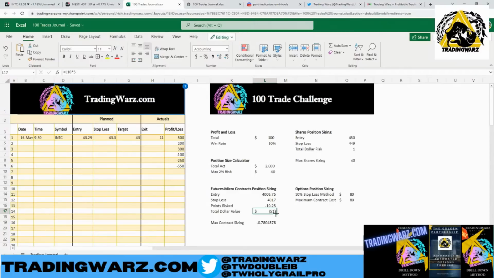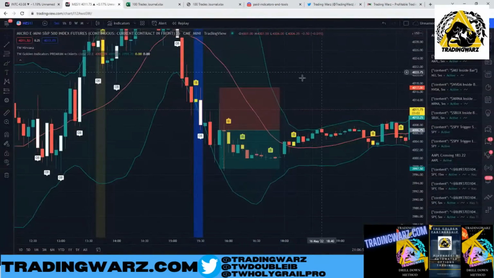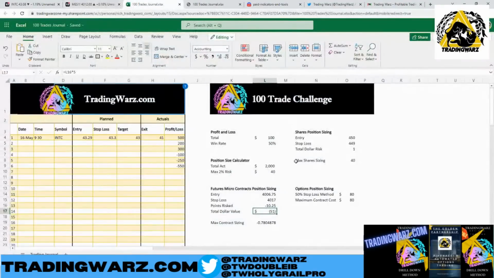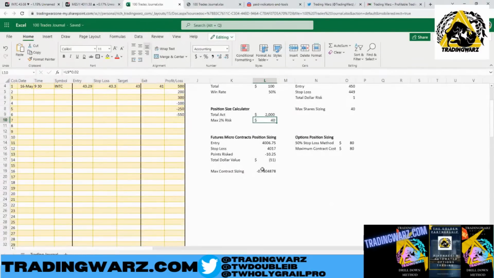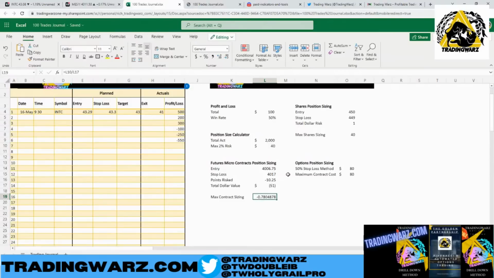So for example, in this case, if we're using micro contracts, you're risking 50 bucks on this trade. Here's an example. Let's say you're only allowed to risk $40 per trade because 2% of your account is 40 bucks. This is telling you need to buy 0.78 contracts short. That's why it's negative. Generally here, what I would do is round up. Obviously you have to at least take one contract, but most people I recommend is about a $5,000 start. It gives you enough cushion if you make mistakes.